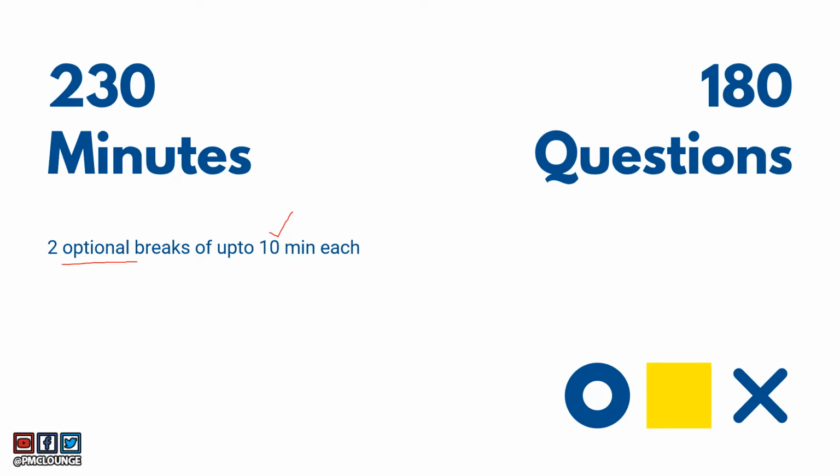Now you need to solve 180 questions in the PMP exam. So you have 230 minutes and within those 230 minutes you need to solve 180 questions. Out of these 180 questions, 175 questions are scored. So your result is based on these 175 questions. 5 questions are called pre-test questions, which are basically used by PMI internally for their survey and for their studies and research purposes.